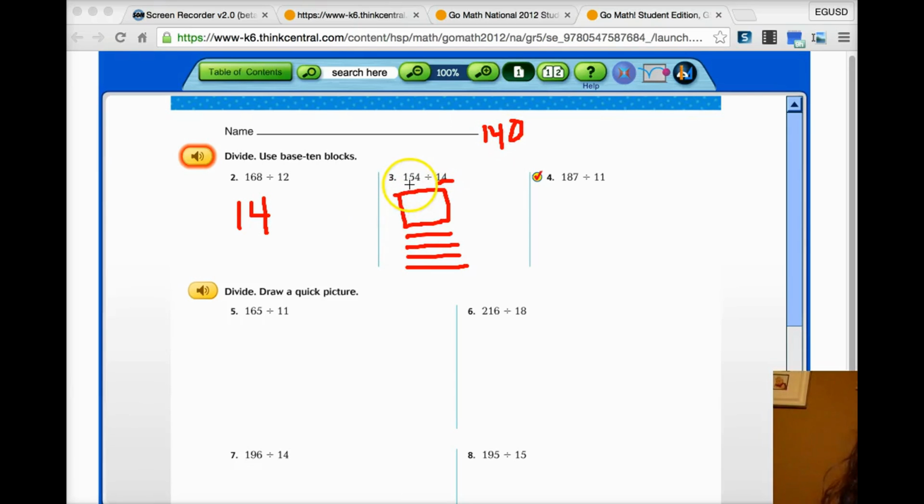140 from 154, I still have 14 left over. So I only need to make one more group of 14. So there's my 10, 11, 12, 13, 14. So 154 divided by 14 is, remember this is 10, and you got one more, that's 11. So the answer is going to be 11.